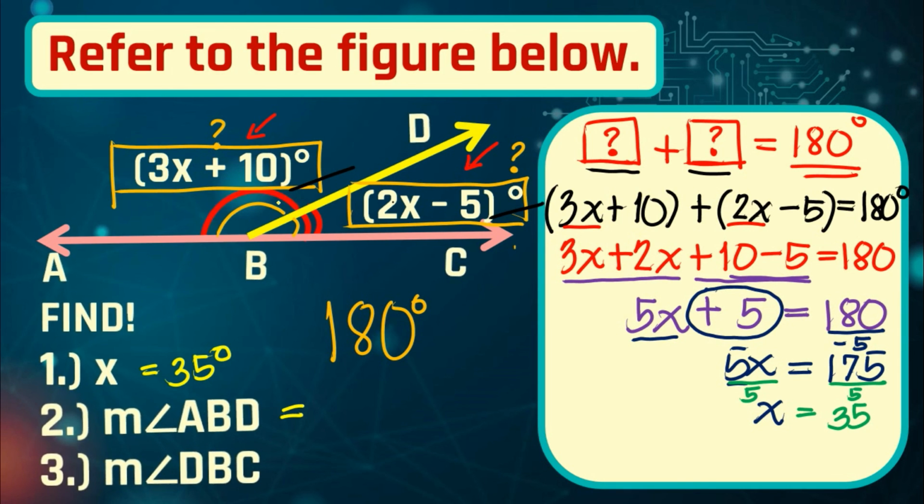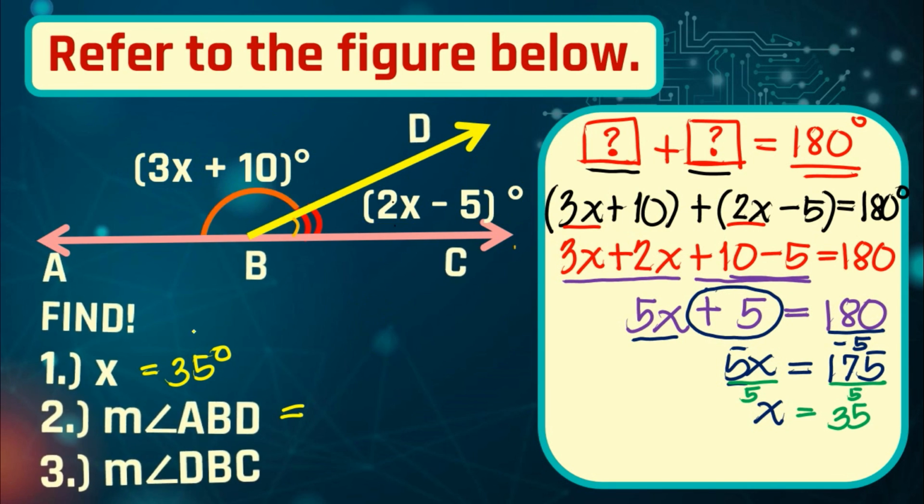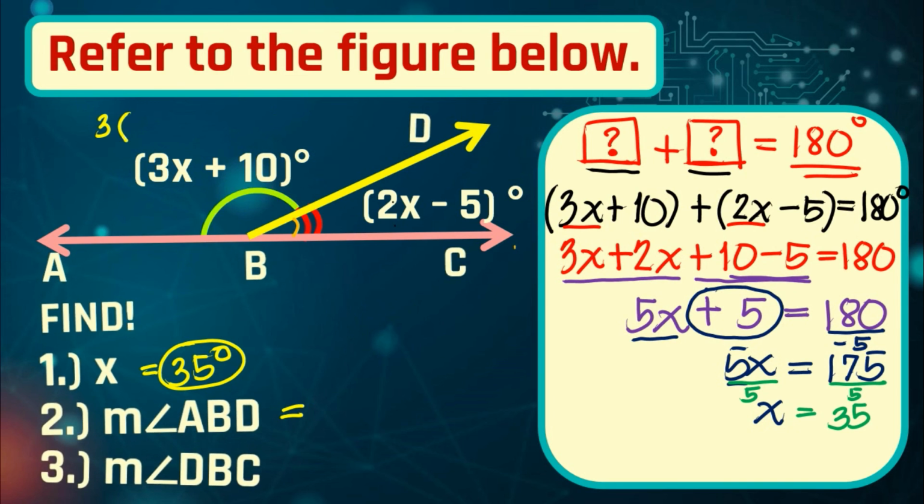Ano ba si ABD natin? Si ABD natin ay, babalikan natin ngayon tong expression natin na 3x plus 10. So, 3x plus 10 meaning yung x natin which is 35. So, yung 3 i-times lang daw natin siya sa 35. Tapos, dagdagan mo ng 10. Then, that will be your answer.